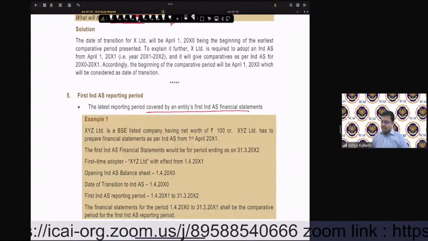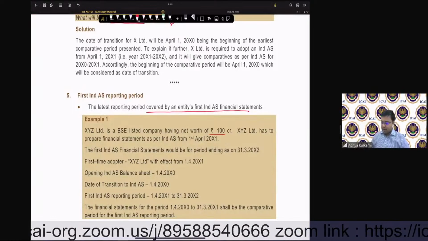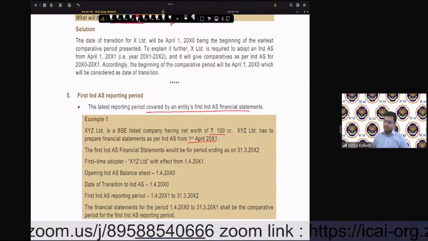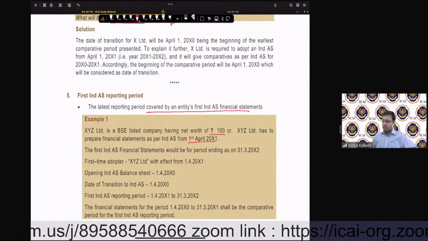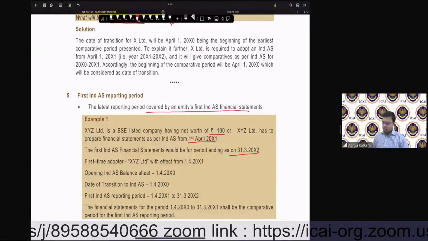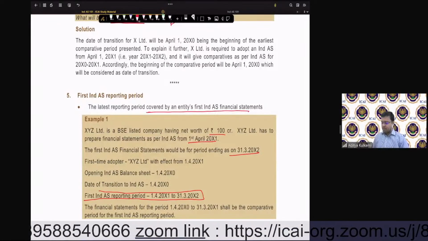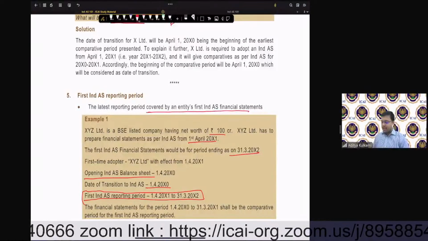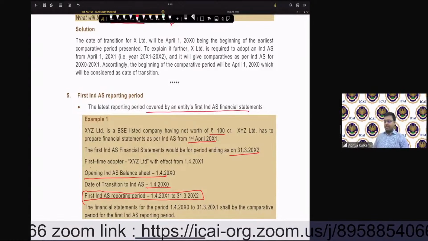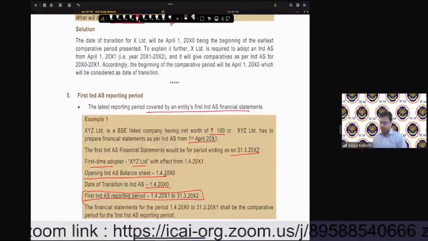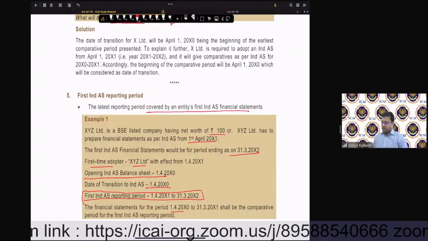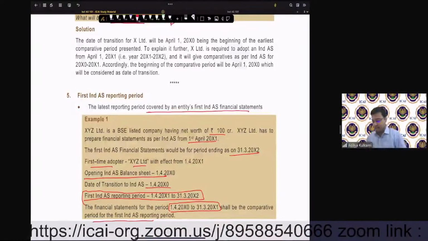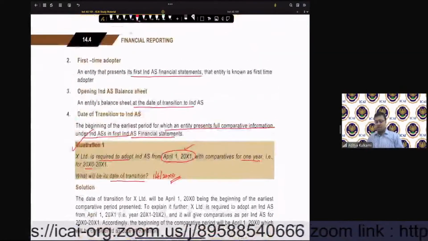XYZ is a BSE listed company having net worth of 100 crores. It has to prepare financial statements from 1st April 20X1. First Ind AS financial statements would be for the period ending 31st March X2. First Ind AS reporting period would be 1st April X1 to 31st March X2. Date of transition is 1st April X0. Opening Ind AS balance sheet is also as at 1st April X0. First time adopter is XYZ Limited. The financial statements for the period X0 to X1 shall be the comparative period for the first Ind AS reporting period. So this is the definition of first Ind AS reporting period.